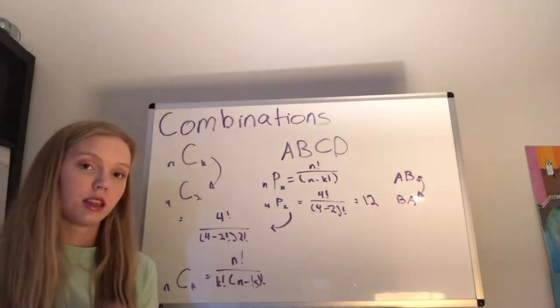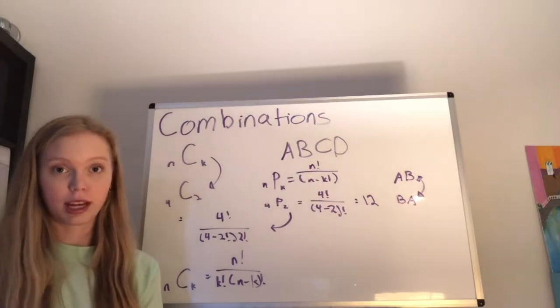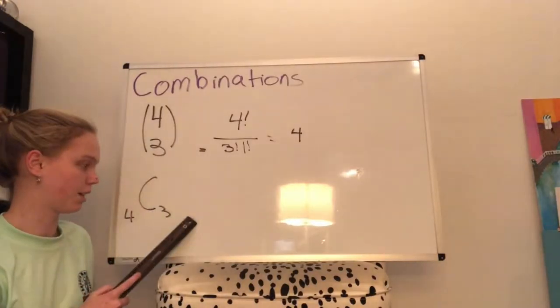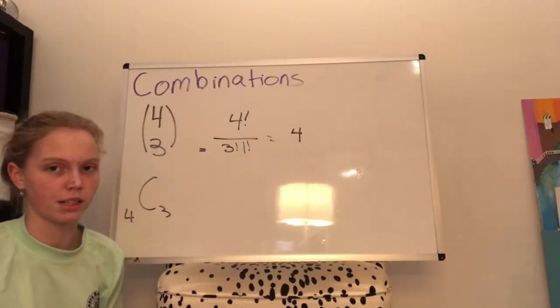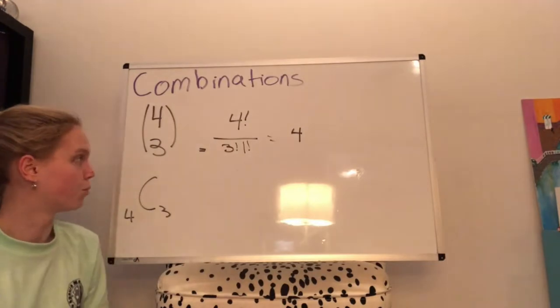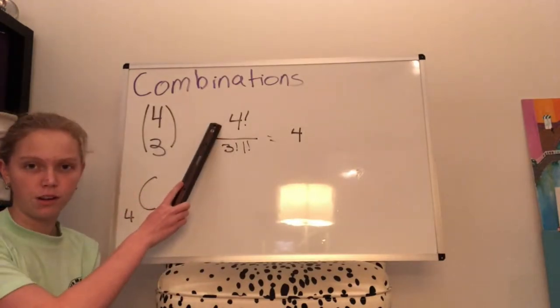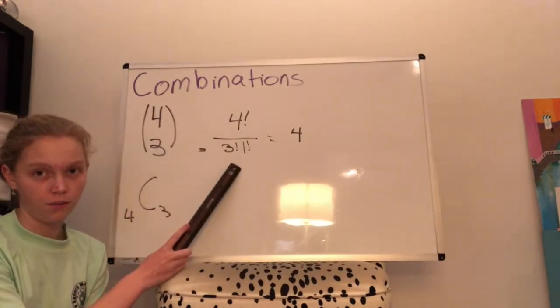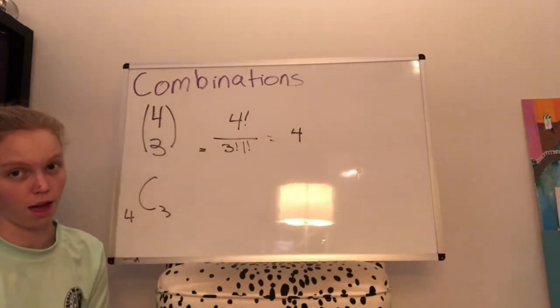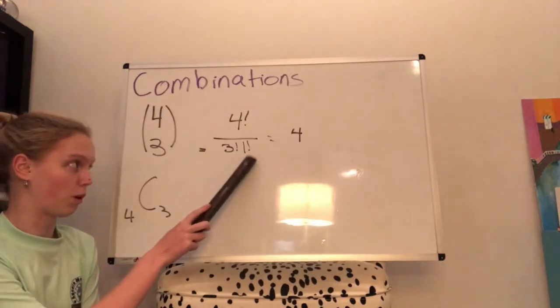But again, these combinations will get a lot more complicated as we go on. 4 choose 3 can be written like this, or it can be written like this. This means how many ways with a group of four can we pick out a group of three from that group? Well, the formula says 4 factorial over 3 factorial, and then also over whatever 4 minus 3 is factorial. 4 minus 3 is 1, so it's also over 1 factorial.